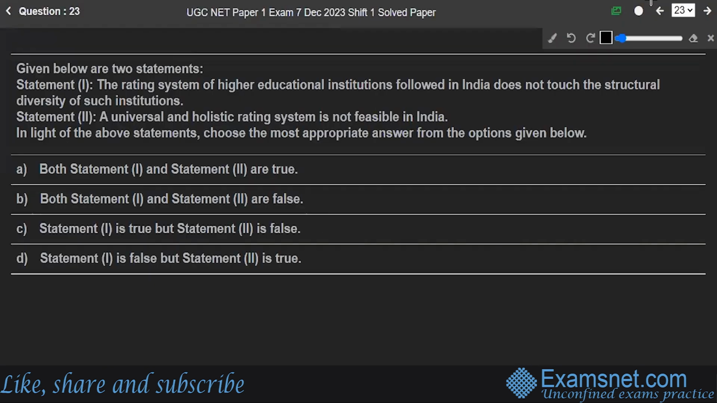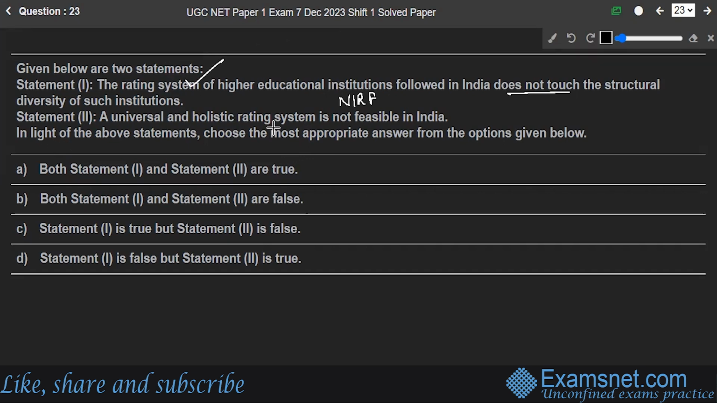Question number 23 says, given below are two statements. First statement: the rating system of higher educational institutions followed in India doesn't touch the structural diversity of such institutions. Well, there is evidence to suggest that the current rating system for higher educational institutions in India, primarily the National Institutional Ranking Framework, that is your NIRF, focuses heavily on parameters like research output, faculty publications, and infrastructure, potentially overlooking the diverse structures and missions of different institutions. These may include specialized colleges, community colleges, and vocational training centers, each with unique approaches and goals. So that means the first statement is the correct one.